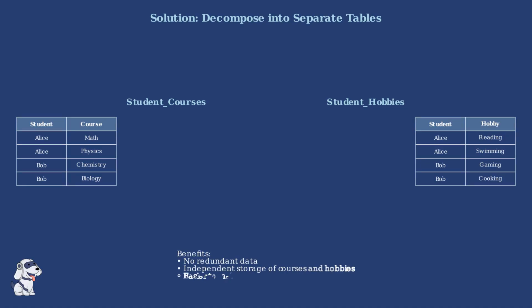This decomposition provides several key benefits. First, we eliminate redundant data storage. Second, courses and hobbies are now stored independently as they should be. Third, the tables are easier to maintain and query. Finally, we eliminate update anomalies that could occur when trying to modify course or hobby information.